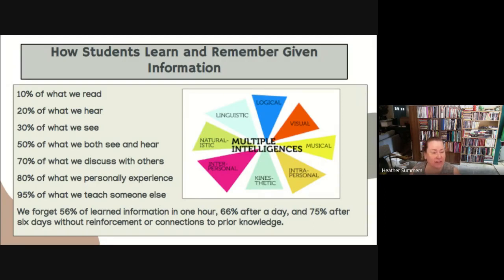Another interesting fact that I found was we forget 56% of information that we learned after 1 hour, 66% after a day, and 75% after 6 days or a week without reinforcement or some connection to prior knowledge. So as we go through our lesson planning and curriculum and teaching for this year, just keep in mind that there is a difference in how we approach making students learn and make sense of their learning.